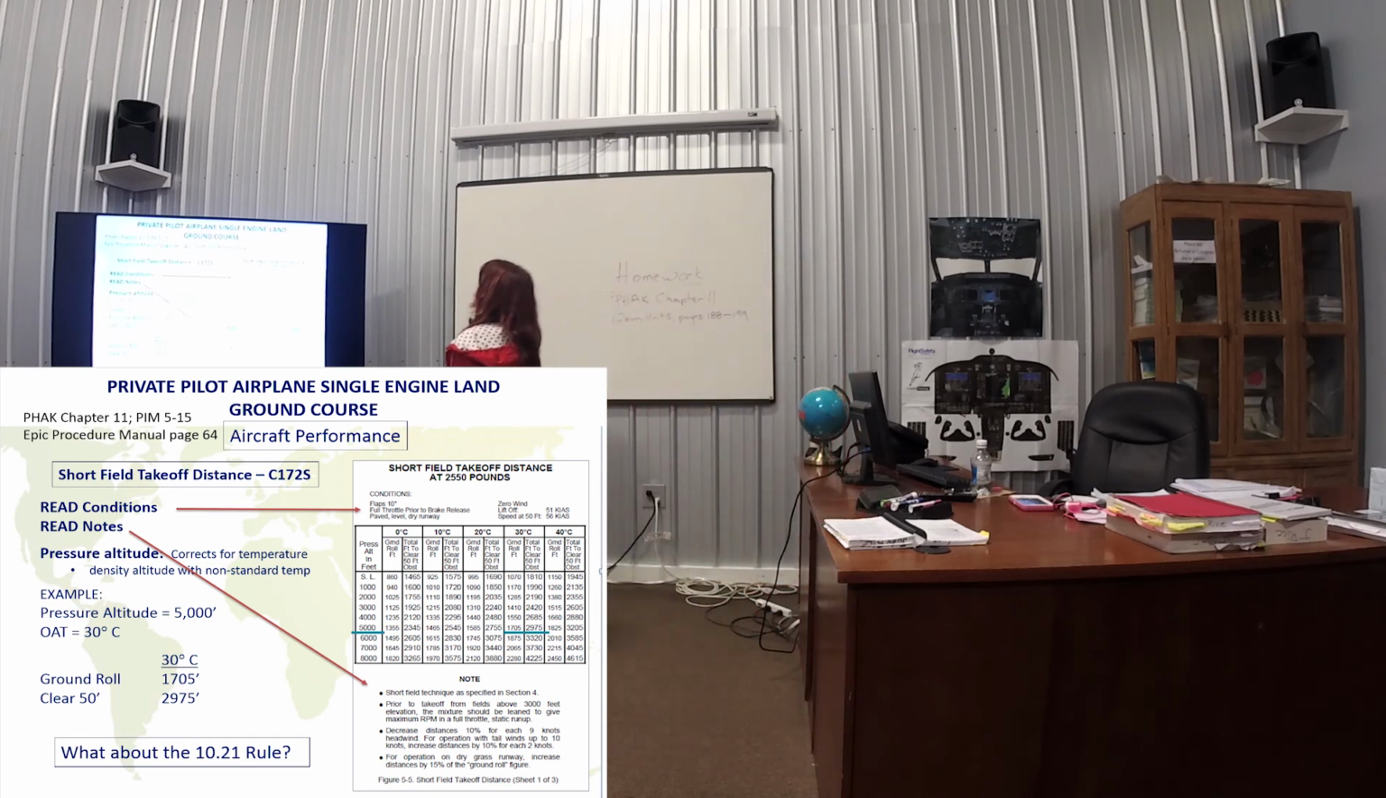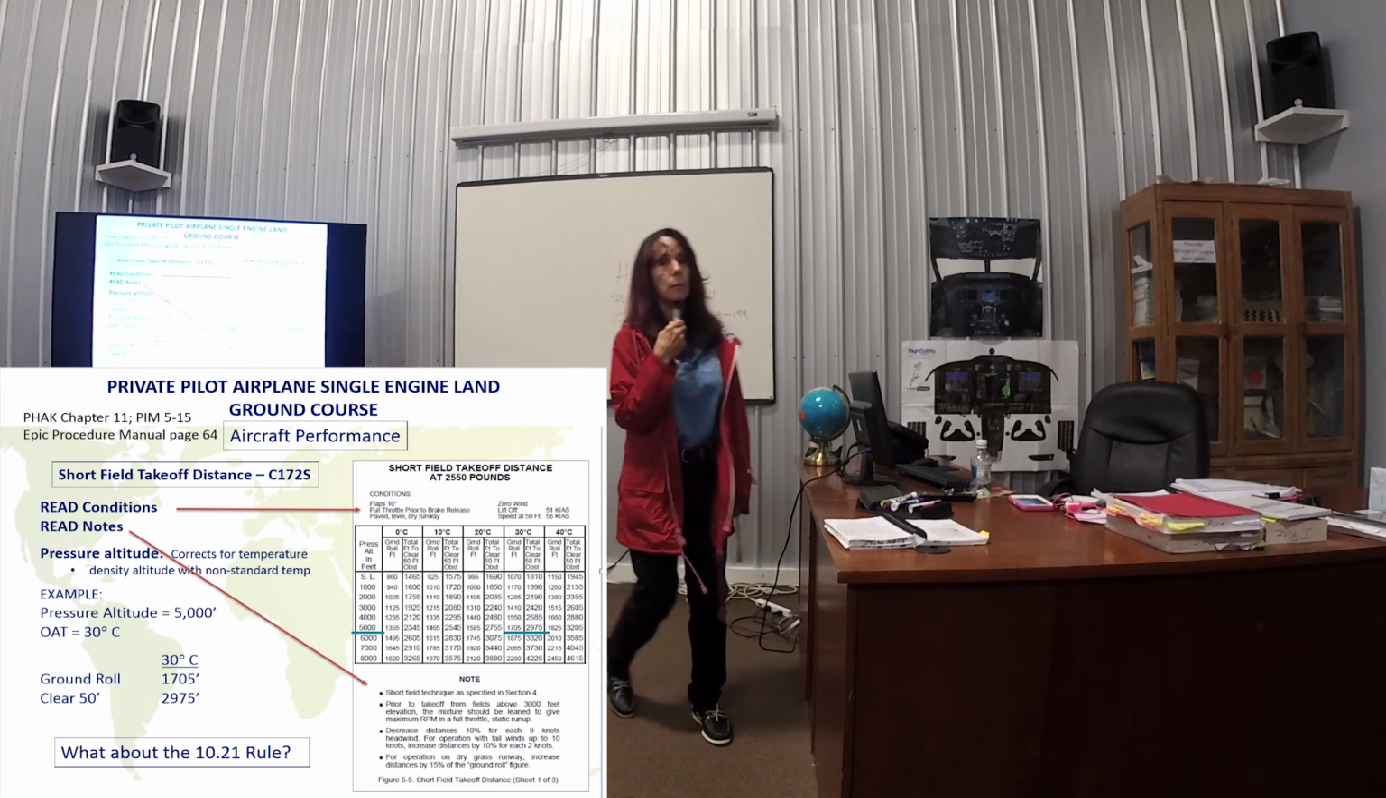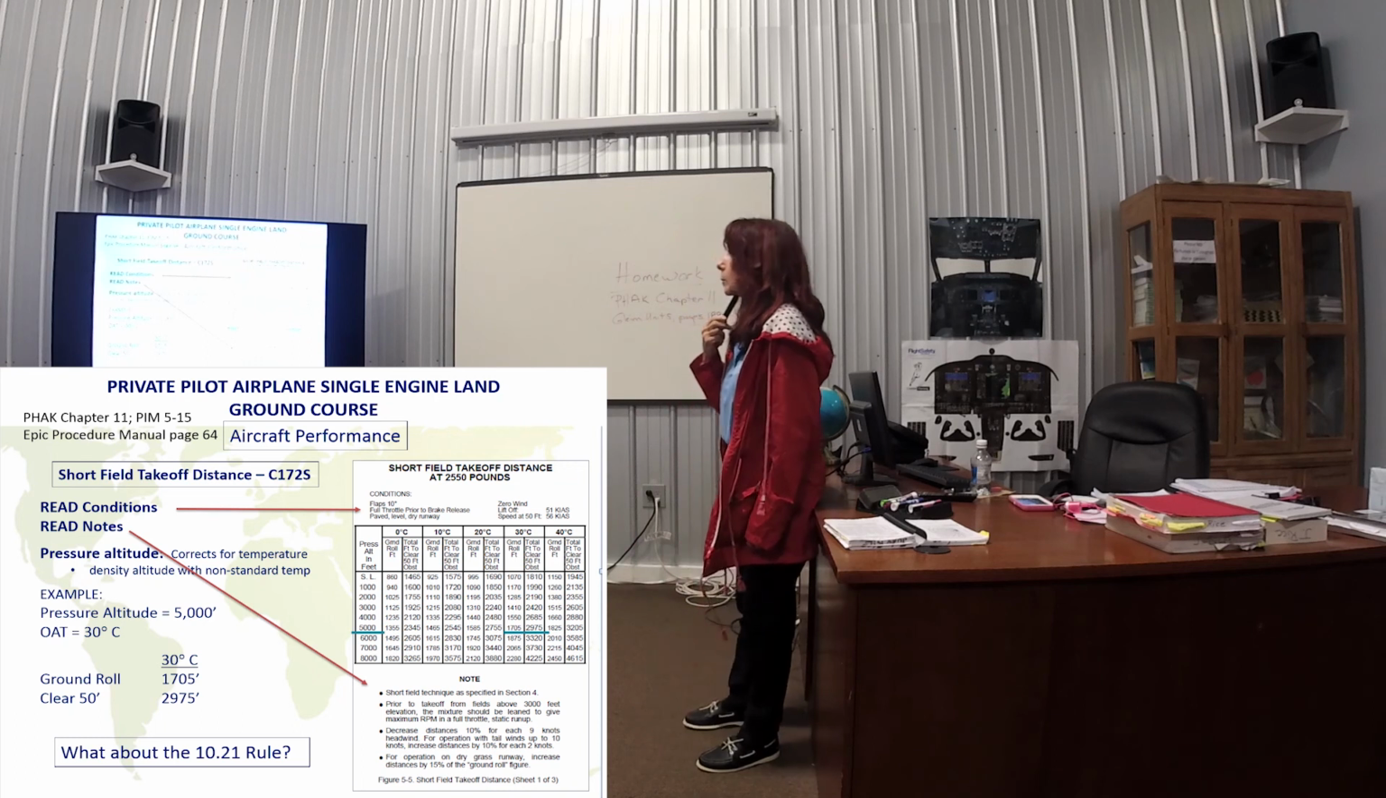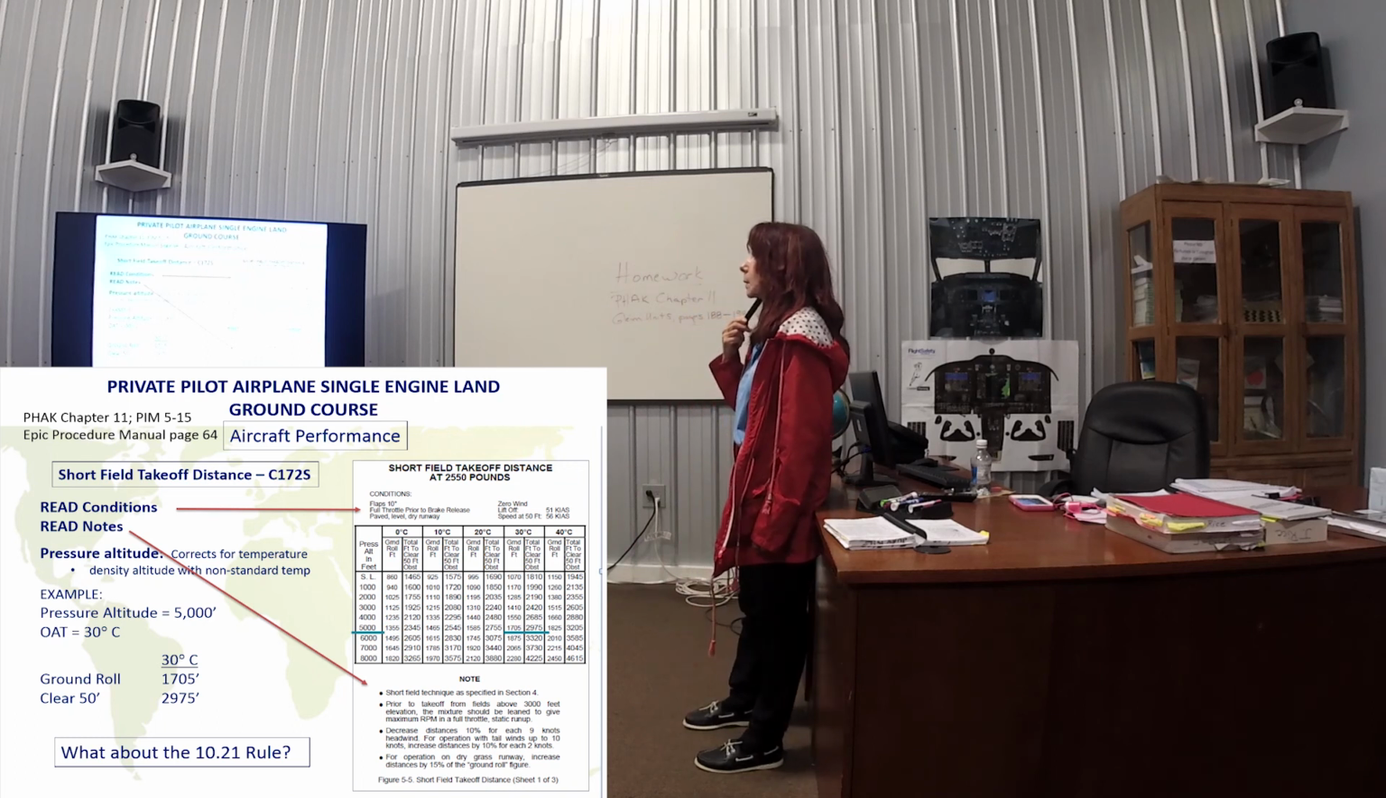So if we have to get over an obstacle, 2,975 feet of runway. Huge. If we're just rolling out, we don't have an obstacle, 1,705. Again, it's going to be interpolation, because it's probably going to be something like 2,500 or something like that.